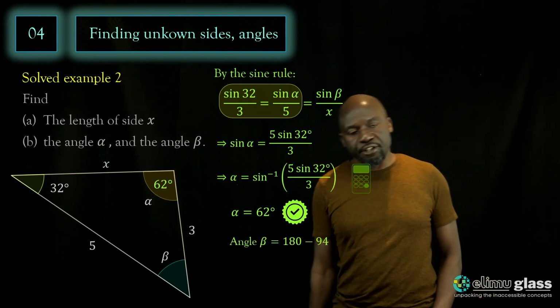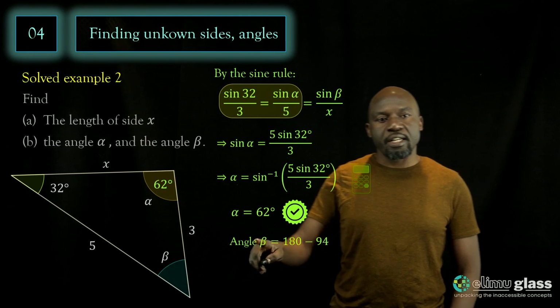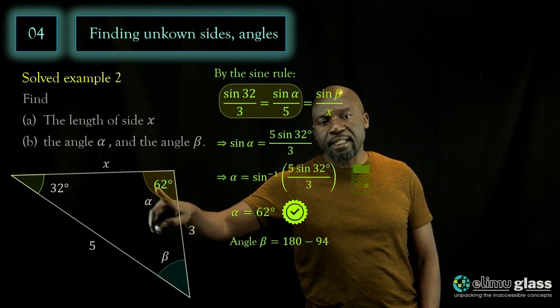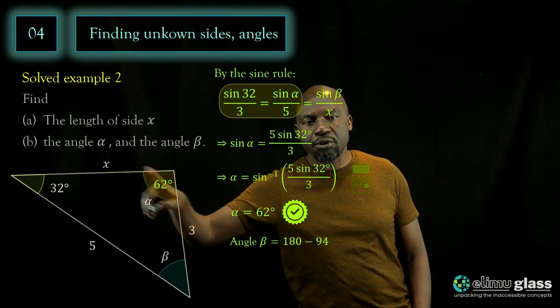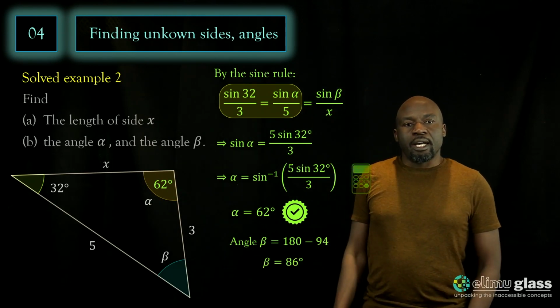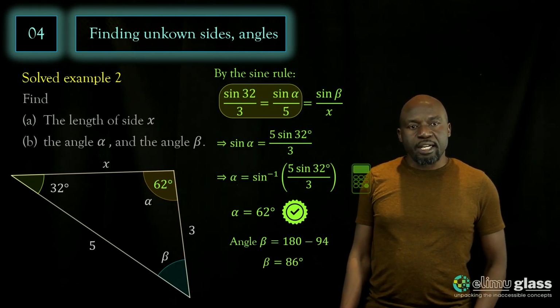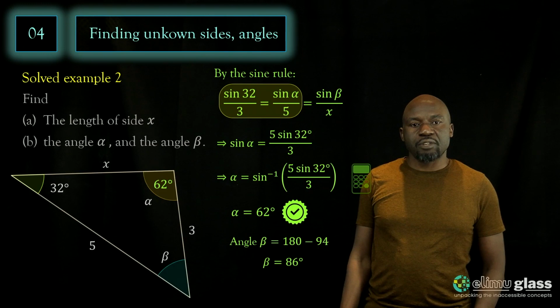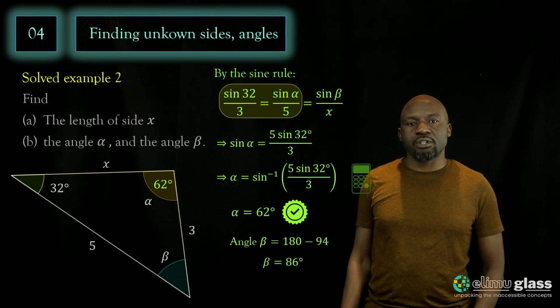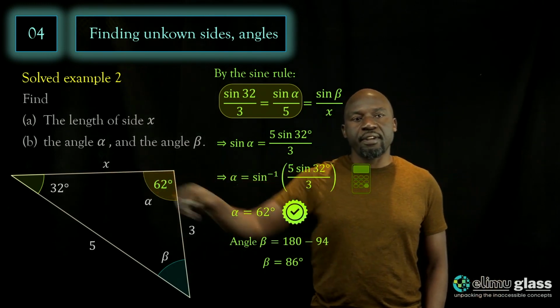Okay, so by interior angles of a triangle, we have 180 minus 94, the sum of those two. Okay, and that gives us angle beta as 86 degrees. And now that we have angle beta, it should be possible to find the unknown length x.